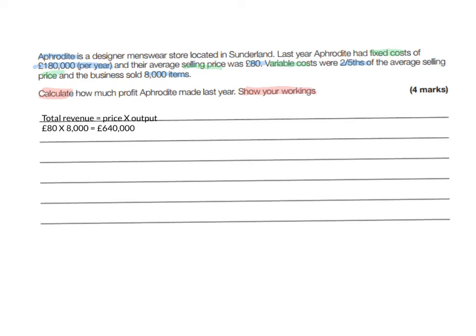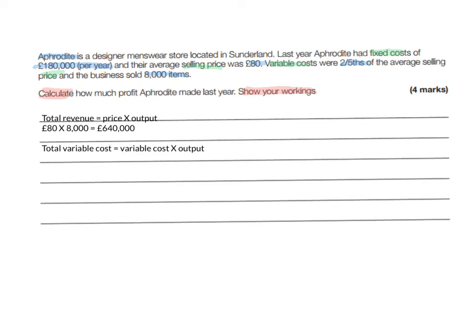So the first thing I'm going to do, and this will get me 1 mark because it's the first part of the calculation, is I need to know the total revenue. So what I do is I get the £80 of how much they're selling each garment of clothing, or whatever it might be in terms of the item, and I times it by the output, which they're hoping to sell, 8,000 items. So it's £80 times 8,000, and that will get me a revenue of £640,000. So that will get me 1 mark.